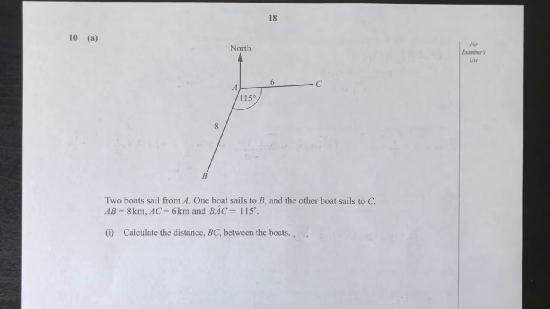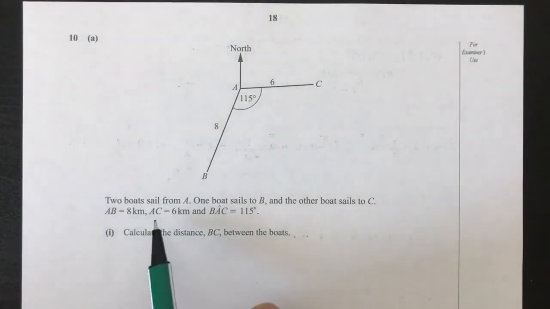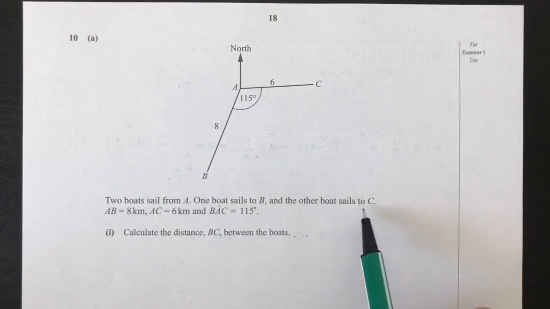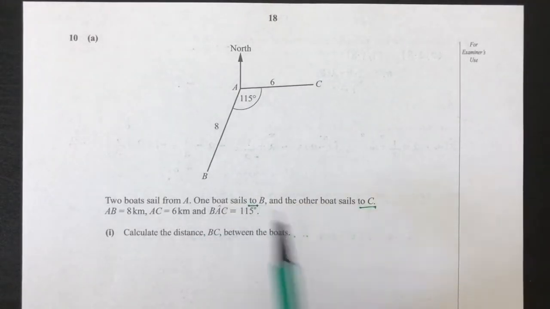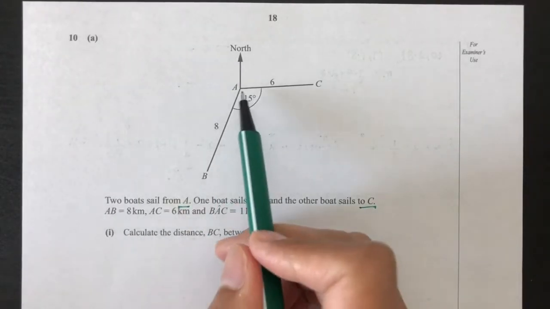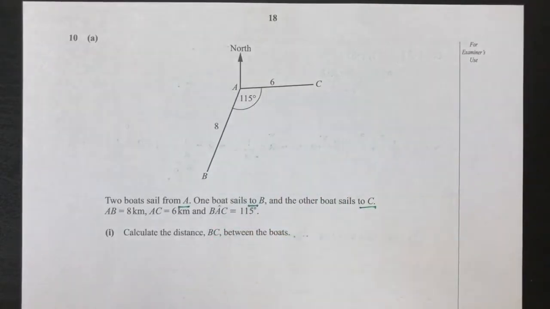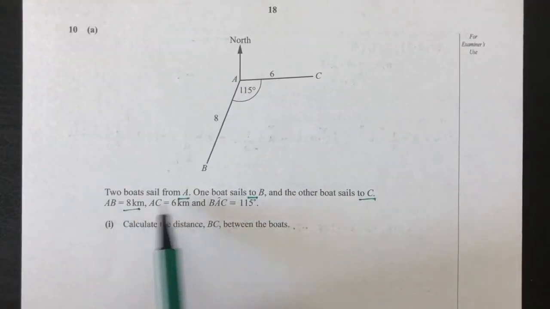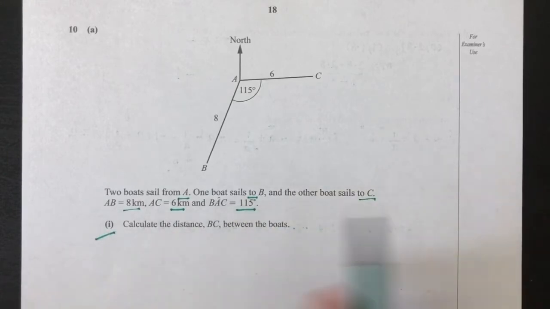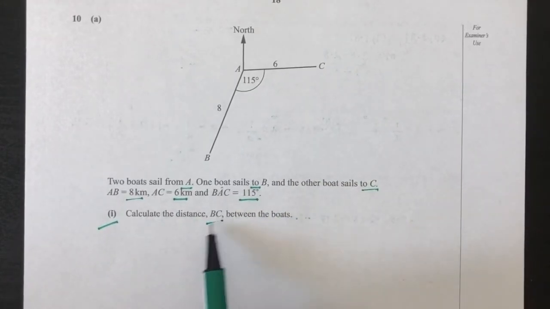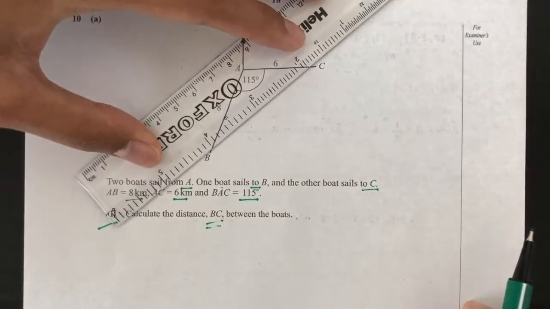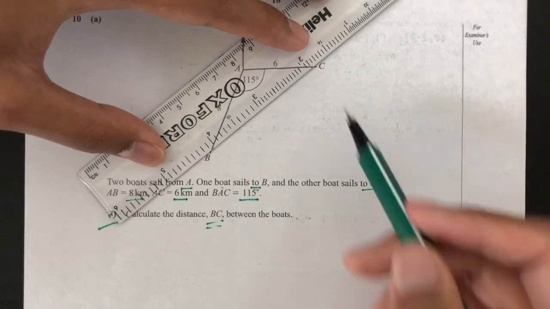Now this one is question number 10. So we have 2 boats sailed from A, and 1 boat sails to B and the other boat sails to C. Okay, so we have 2 boats which sail from A, 1 goes to B and 1 goes to C. Now we have AB equal to 8, AC equal to 6, and angle BAC equal to 115 degrees. So part 1, calculate the distance BC between the 2 boats. So let's first join those 2 points together and we can find the distance BC.